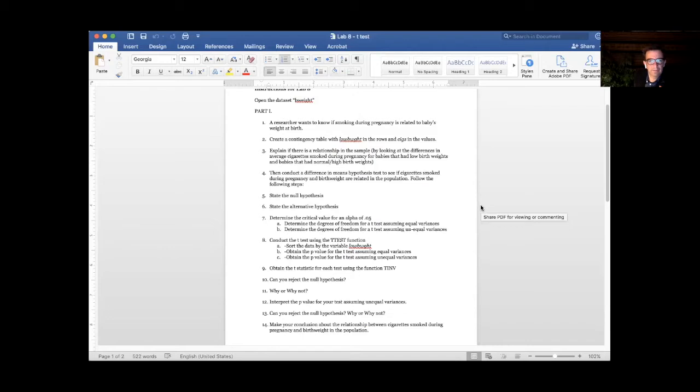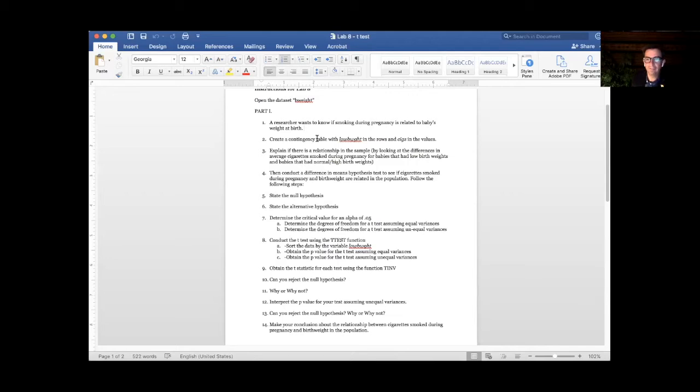So this is your lab for this week, right? And we have two parts, two identical parts, two exercises with the same data set. The main exercise here is a researcher wants to know if smoking is related to birth weight, or weight at birth. If when the mother smokes during pregnancy, that is related with the baby's birth weight.